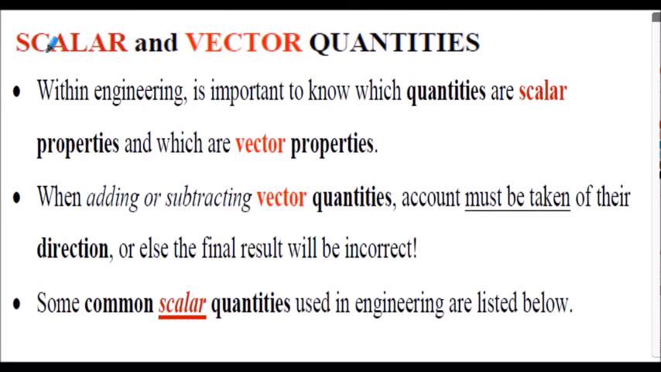Let's consider scalar and vector quantities. Within engineering, it's important to know which quantities are scalar properties and which are vector properties. When adding or subtracting vector quantities, account must be taken of their direction, or else the final result will be incorrect. Let's first consider some common scalar quantities used in engineering. They're shown on the next slide.